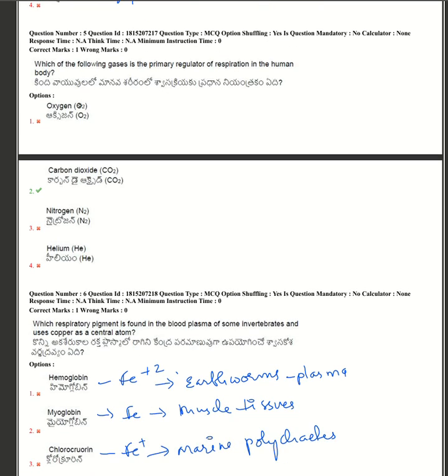Question number 5. Which of the following gases is the primary regulator of respiration in the human body? We all know it, it is carbon dioxide.